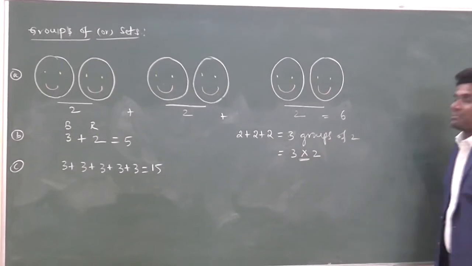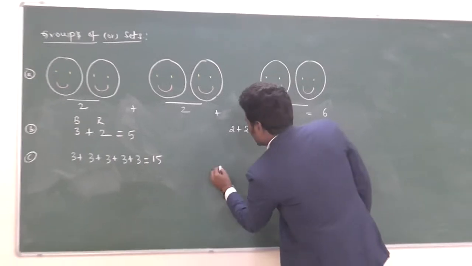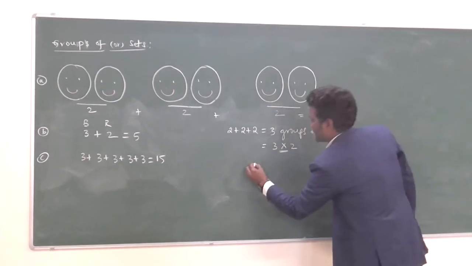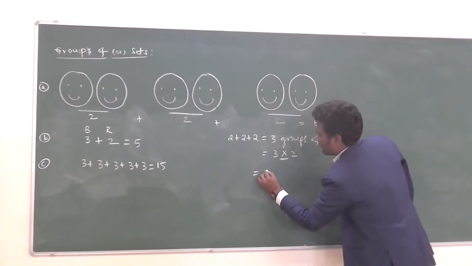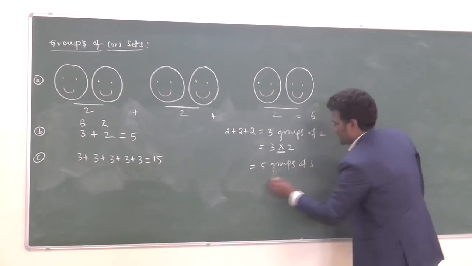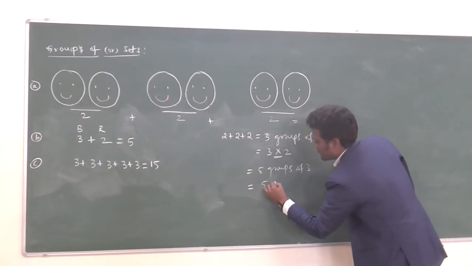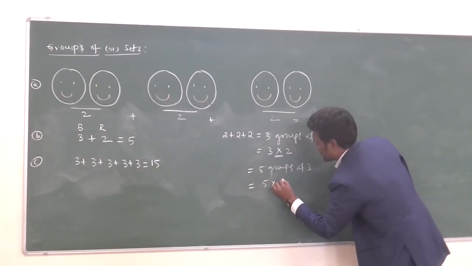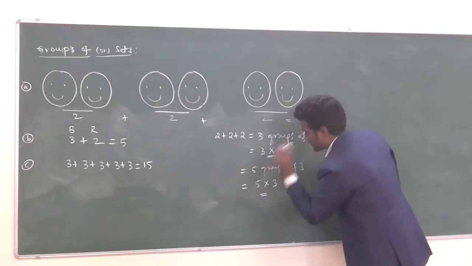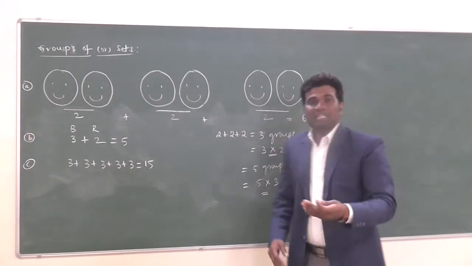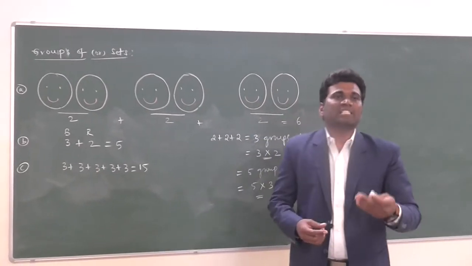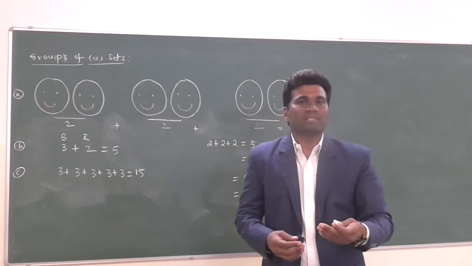This is the symbol for multiplication. And from example 3, 3 plus 3 plus 3 plus 3 plus 3 is nothing but 5 groups of 3, which is the same as 5 cross 3, or 5 times 3, or you can say 5 groups of 3. By using multiplication, we can calculate or count things the easy way.